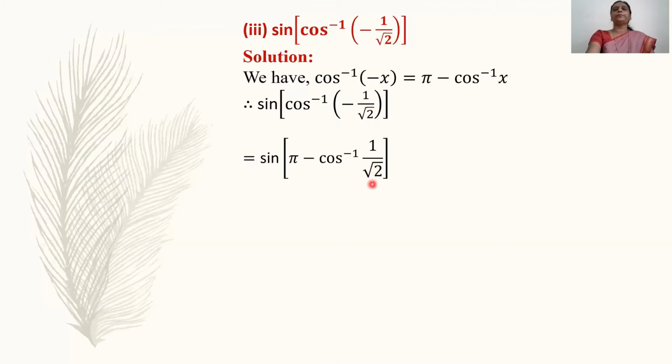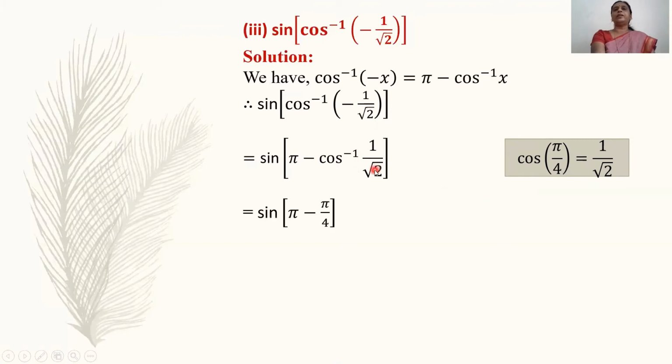Okay. Then we know the formula that cos pi by 4 is equal to 1 by root 2. If I take this cos to the right hand side, then pi by 4 is equal to cos inverse 1 by root 2. Means the value of cos inverse 1 by root 2 is nothing but pi by 4. And this becomes sin of pi minus pi by 4. Okay. Then I will use the allied angle formula.